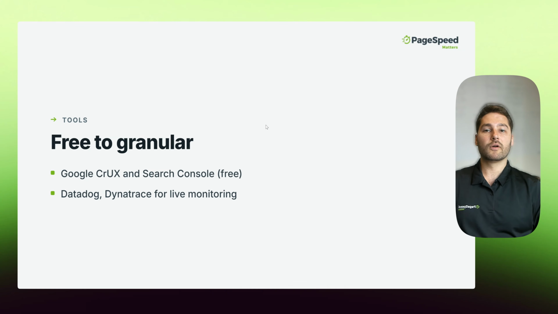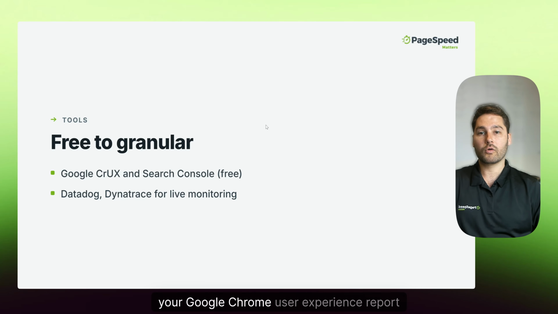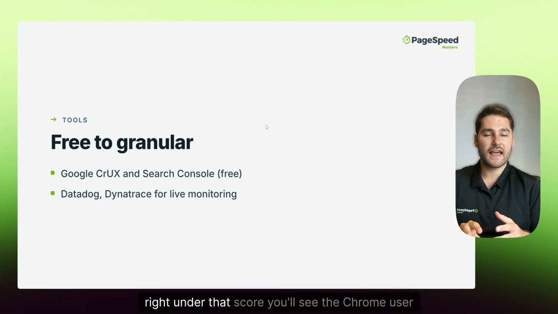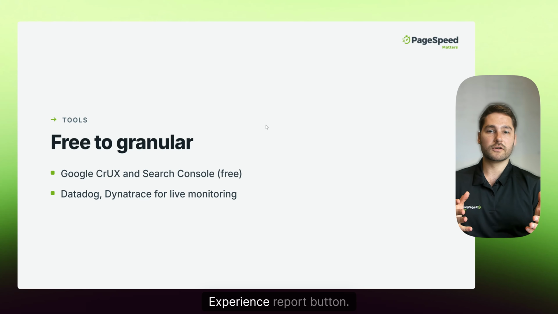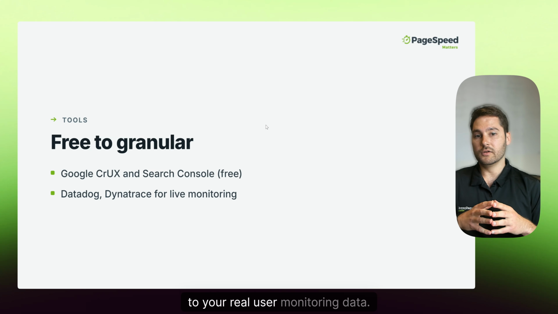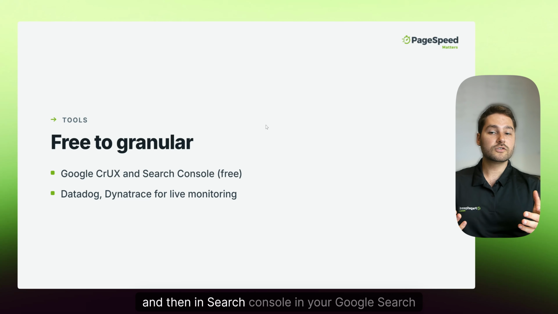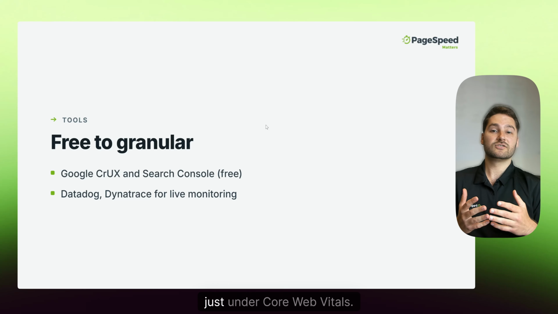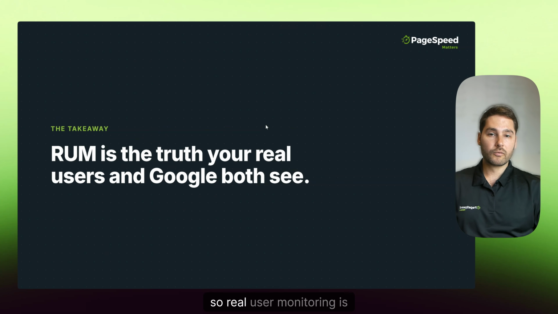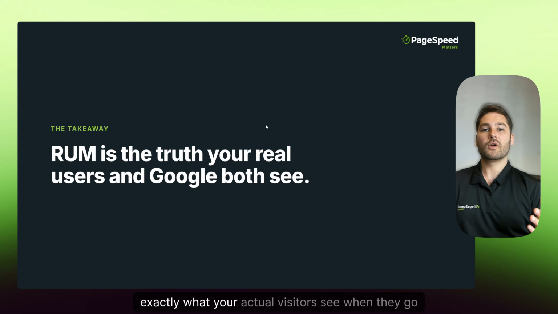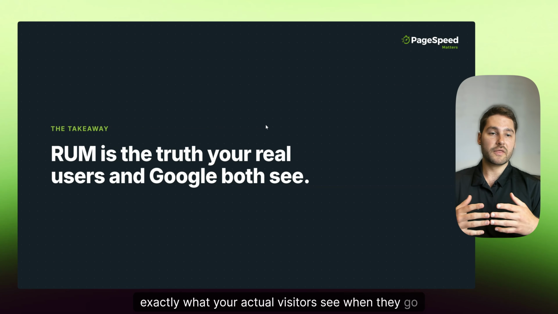So as we went over just previously, for your Chrome User Experience Report, on PageSpeed Insights, right under that score, you'll see the Chrome User Experience Report button. So if you click on that, that'll take you to your real user monitoring data. And then in your Google Search Console, that's another way to access this data, just under Core Web Vitals.